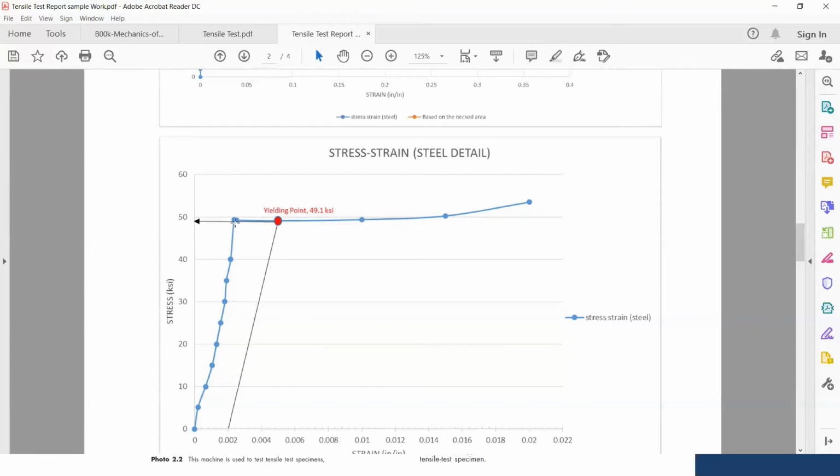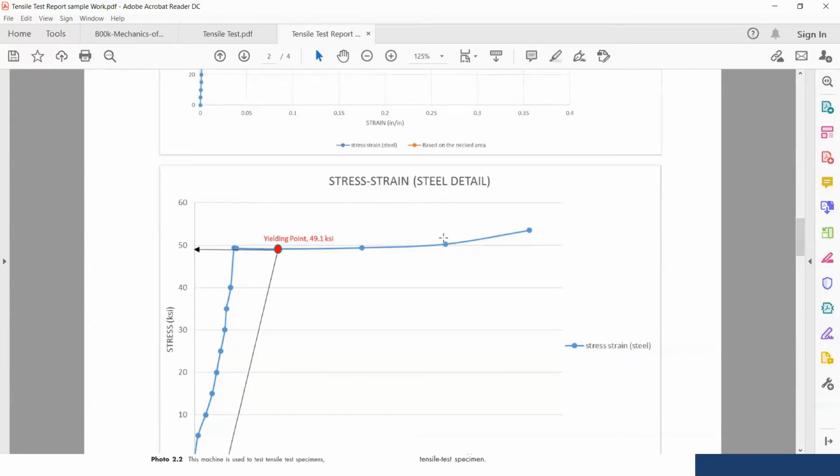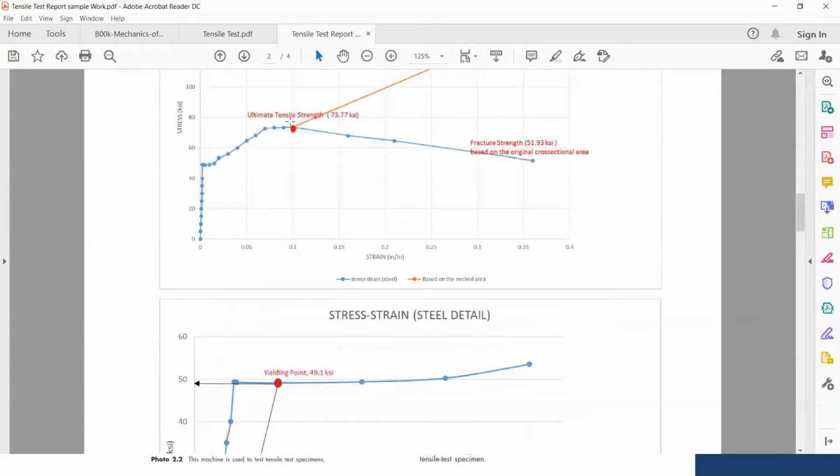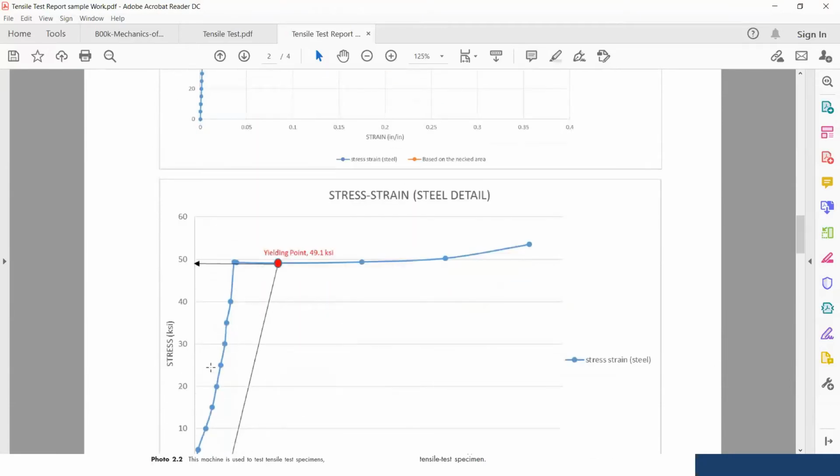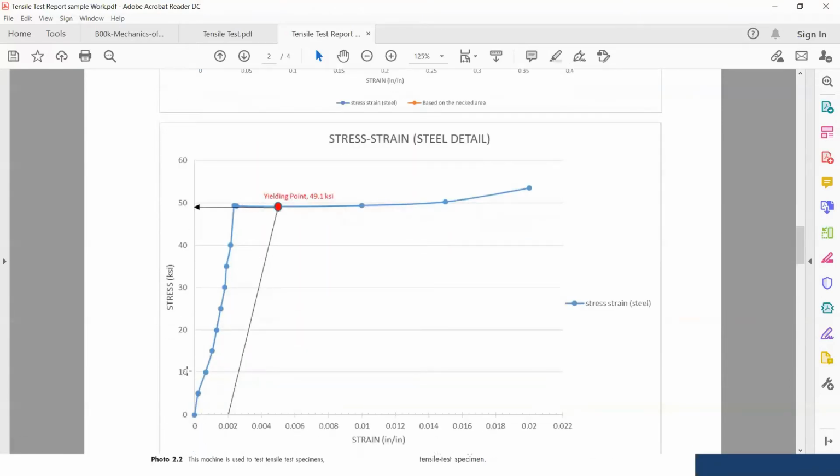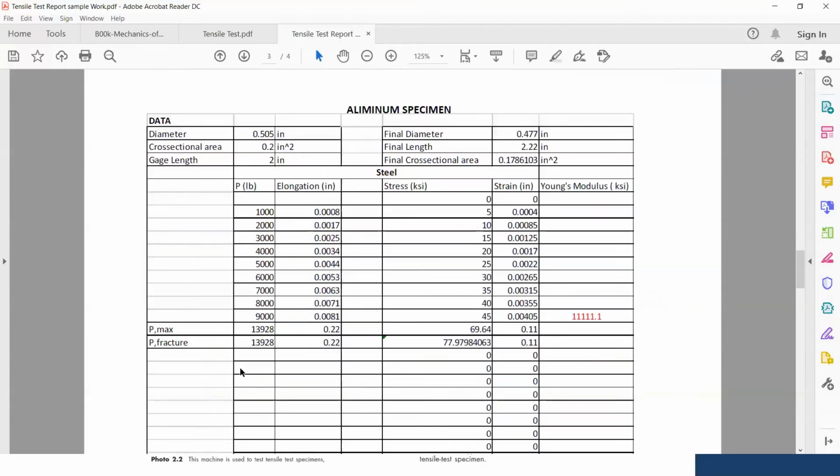If you go beyond this 49.1 KSI up to the ultimate tensile strength, your specimen or your member will undergo permanent deformation. But in the first region, the elastic region, the deformation is not permanent. It is temporary. As soon as you unload it, it will go back to its original position. Any questions so far?